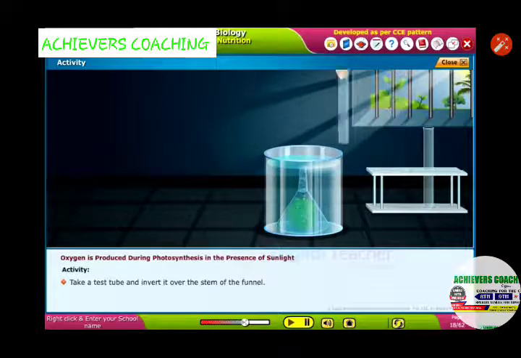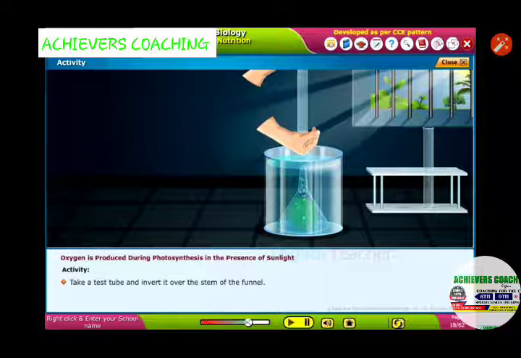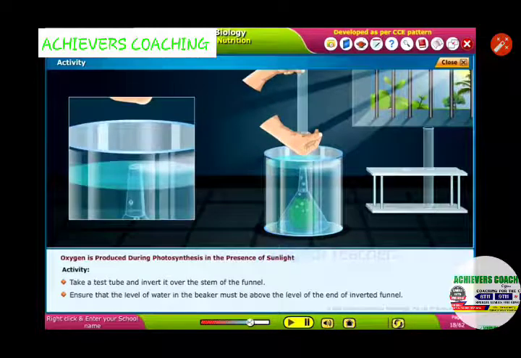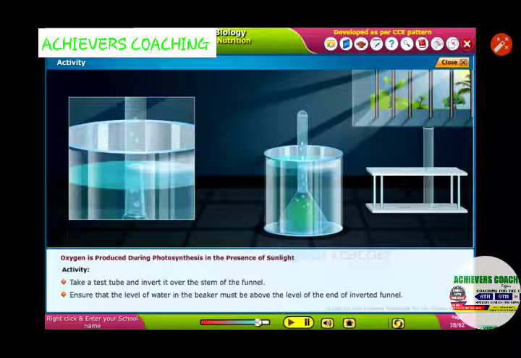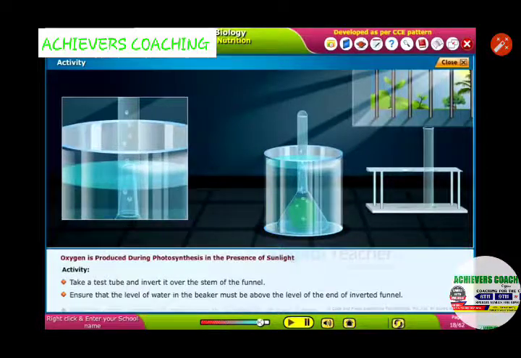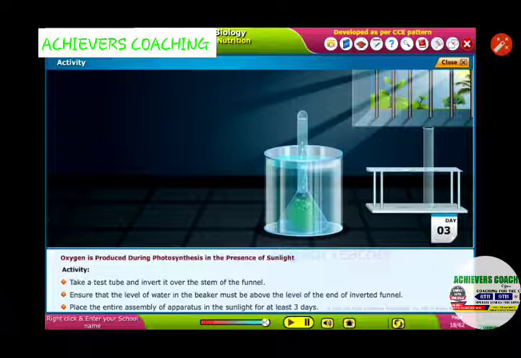Take a test tube and invert it over the stem of the funnel. Ensure that the level of water in the beaker must be above the level of the end of the inverted funnel. Place the entire assembly of apparatus in the sunlight for at least 3 days.